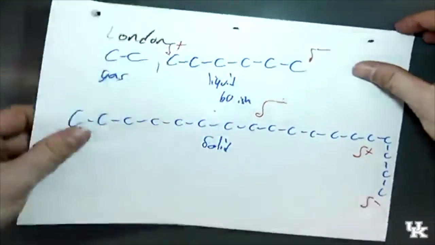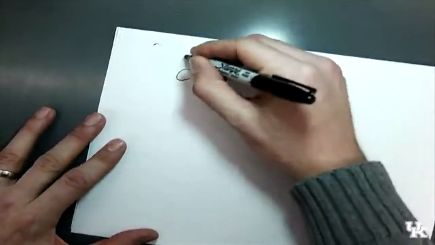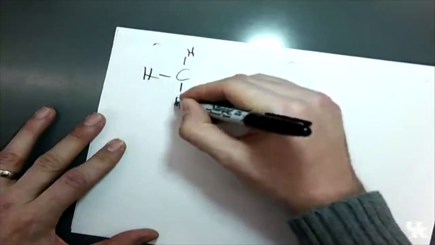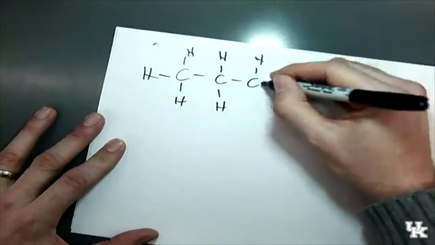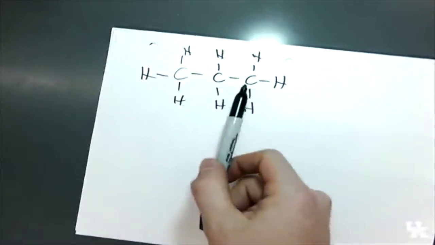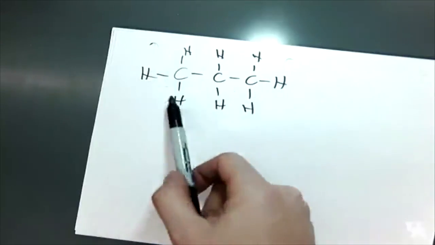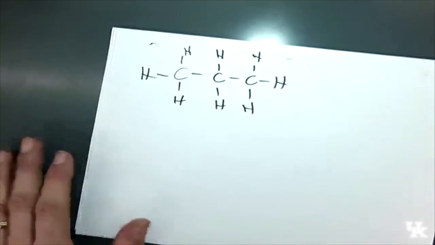So, let's say I give you this structure. Let's say I draw this. Oh my goodness, it's so tedious. Okay. I draw this molecule. C3H, 1, 2, 3, 4, 5, 6, 7, 8. C3H8.